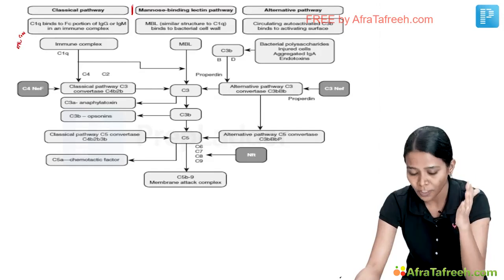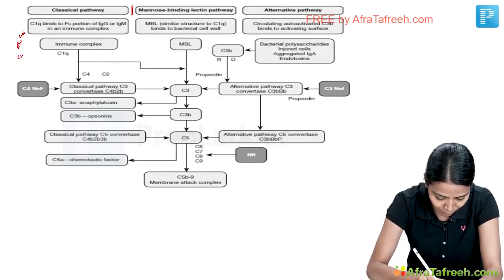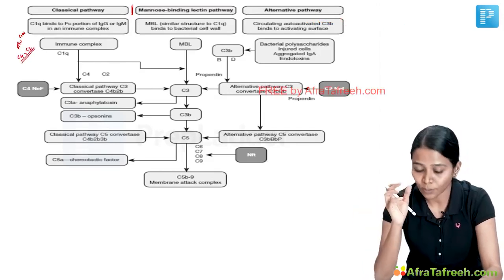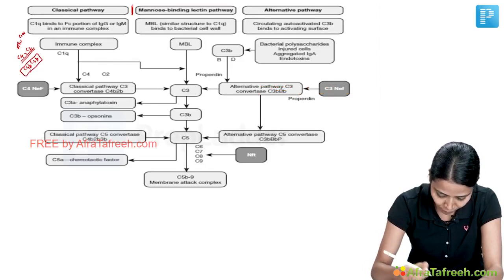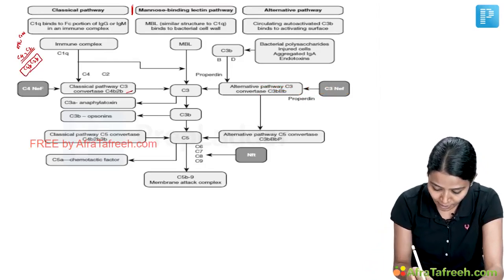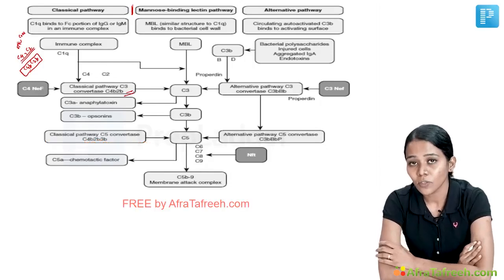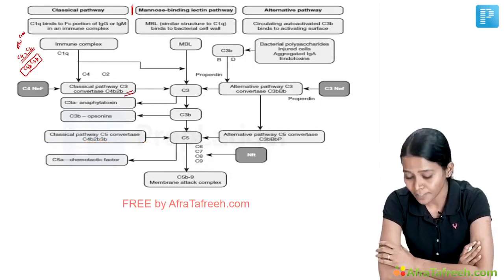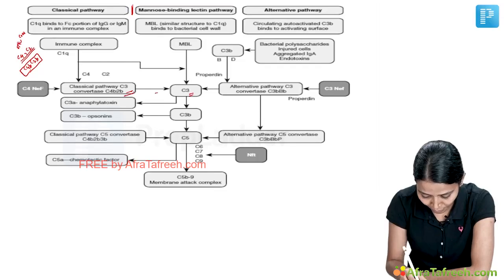First, C1q goes and stimulates C4 and C2. Now, these get sliced, and C4b and C2b combined together form something called C3 convertase, or classical pathway C3 convertase. This is an important step. Now, this further will go and act on C3. Here you can see it is going and acting on C3.